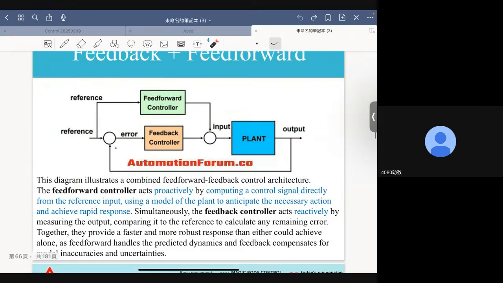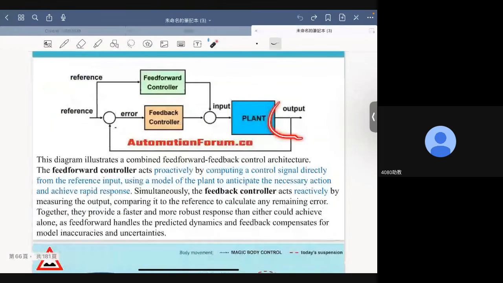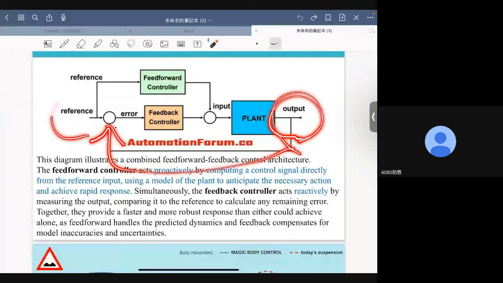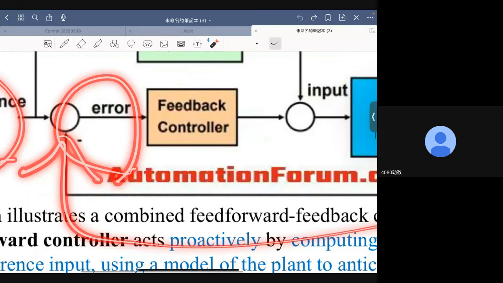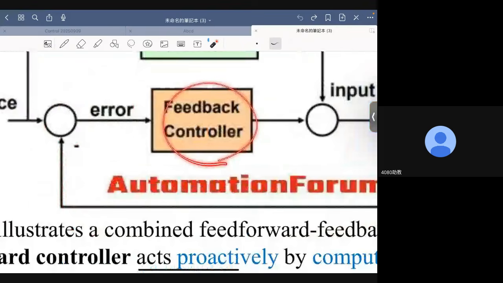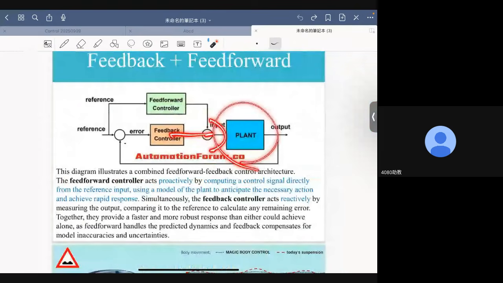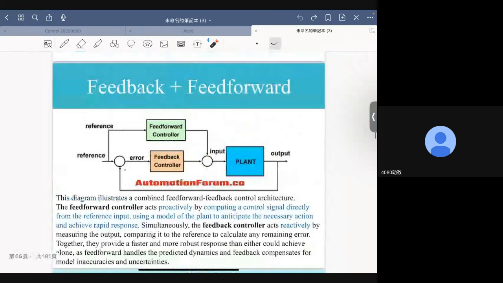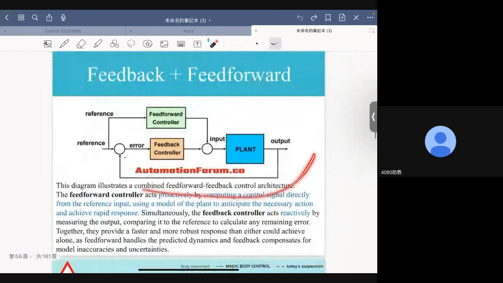Feedback control goes this way. You have an output, you measure it, and you compare it to your desired output, or what we call the reference, and then you generate an error. And with the error as the input, the feedback controller will generate a command to drive the plant. I will define the plant later, okay? Now, that's one control action.